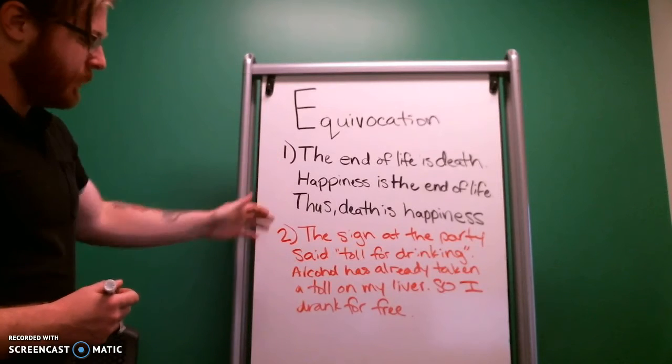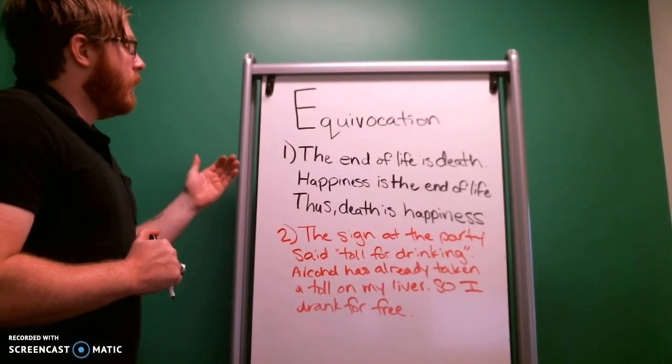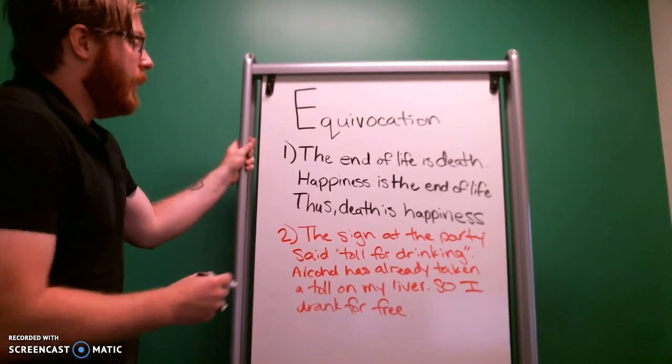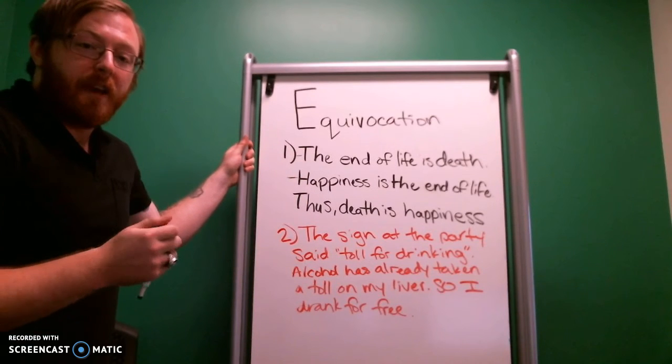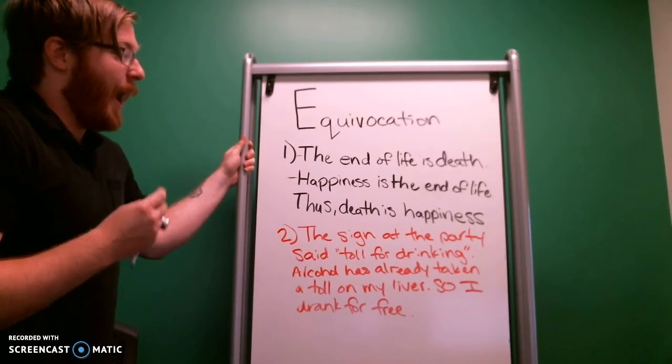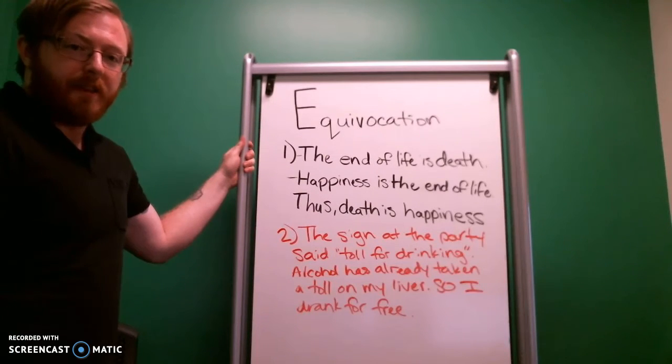So let's think about this first example, because this is an example of the fallacy of equivocation. So here are your sentences or your premises, right? The end of life is death. Happiness is the end of life. Therefore, death is happiness.